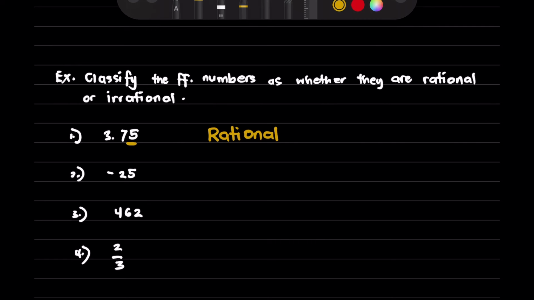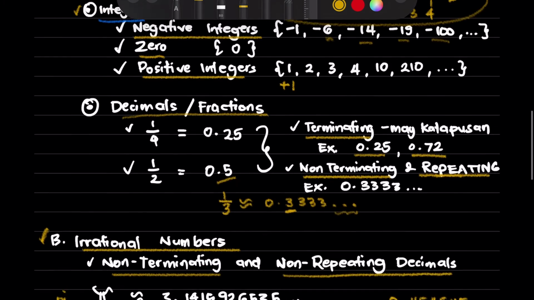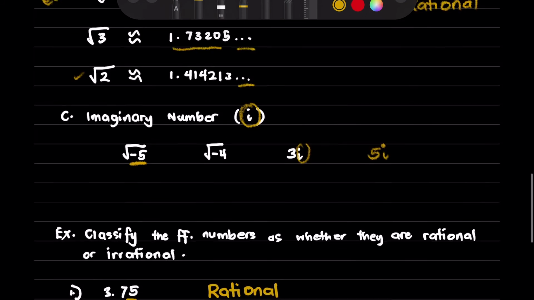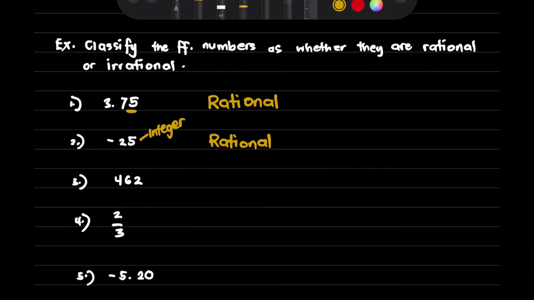Okay? So, next is number 2. Number 2 is negative 25. This is also rational. Okay? Kasi yung negative 25 is an integer. Right? And ang integer ay isang rational number. So, ayan. Balikan nyo lang naman yung mga examples natin. Number 3, we have 462. This is also a rational number. Okay, so yung rational number natin, this is a positive integer.